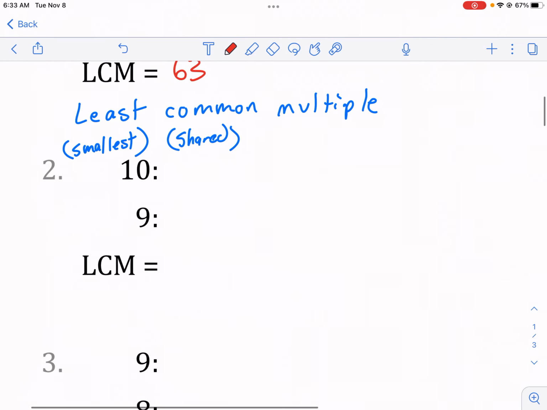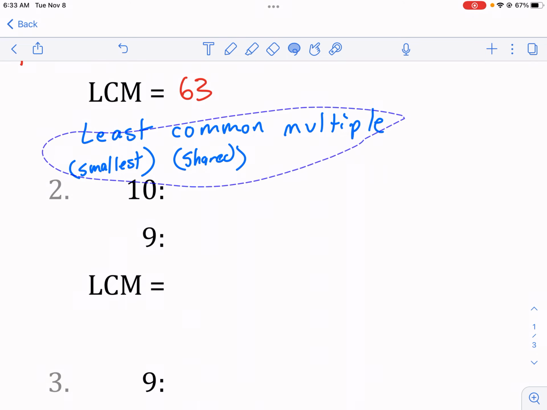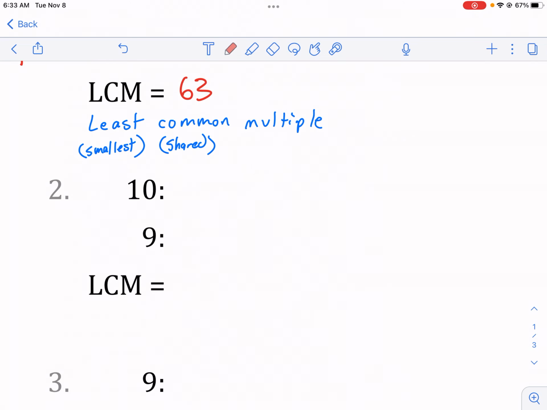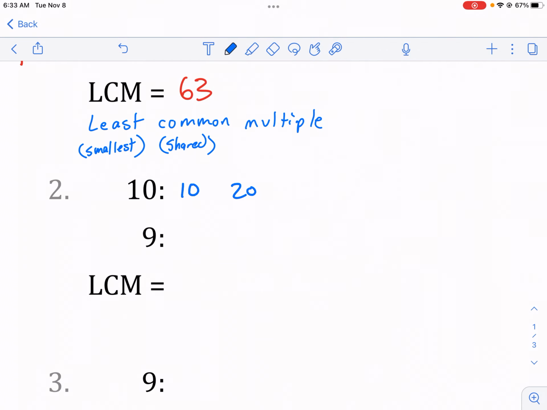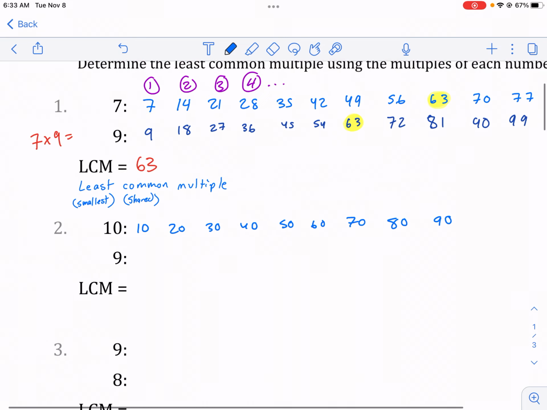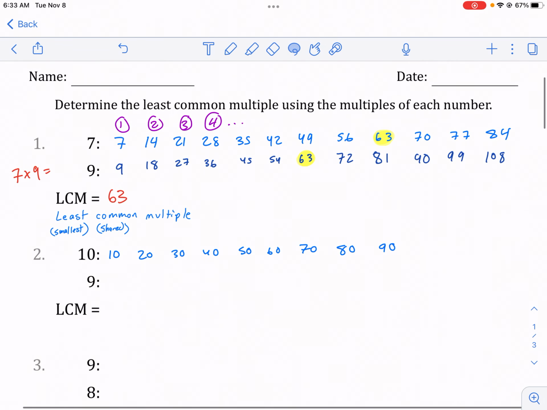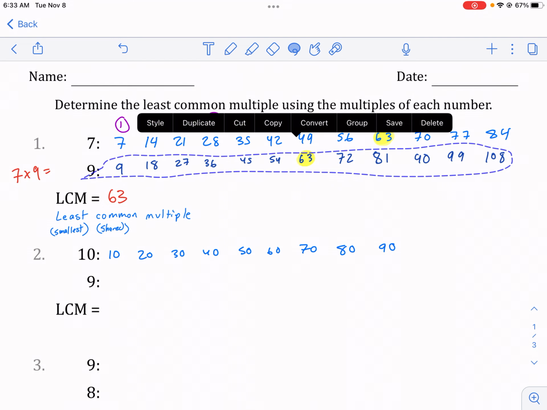So we're just going to repeat this process. We're going to skip count for these numbers, and then we're going to see which one is the smallest that they share. Now 10 is super easy. We like counting by tens. We have 10, 20, 30, 40, 50, 60, 70, 80, and then 90. And why work harder when I can work smarter? I'm just going to copy this and paste it down here.